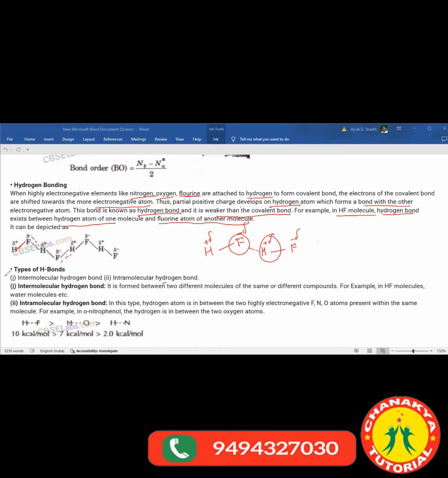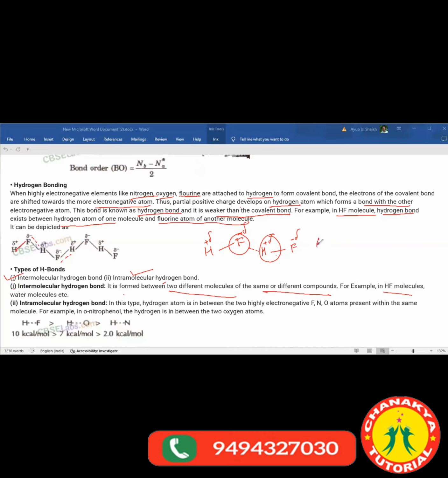So they have said hydrogen bond is of two different types. One is the intermolecular hydrogen bond and another one is the intramolecular hydrogen bond. Now, what is the basic difference between them? Intermolecular hydrogen bond means it is formed between two different molecules of the same or different compounds. For example, HF molecule, water molecule, etc. What does it mean? It is formed between two different molecules of the same or different compounds.